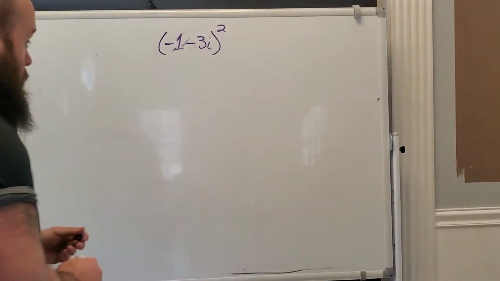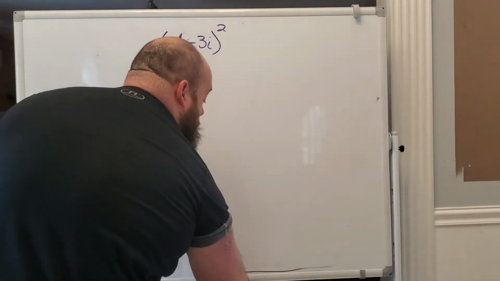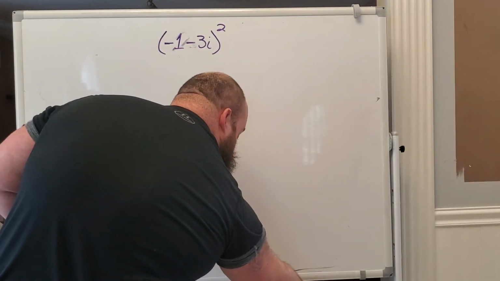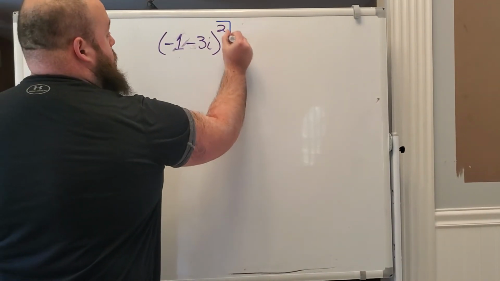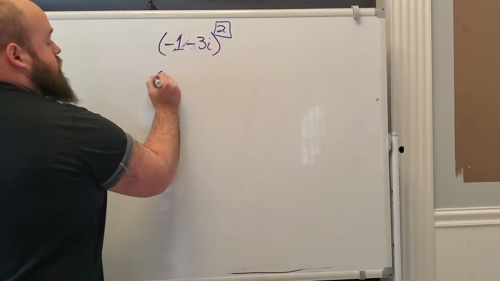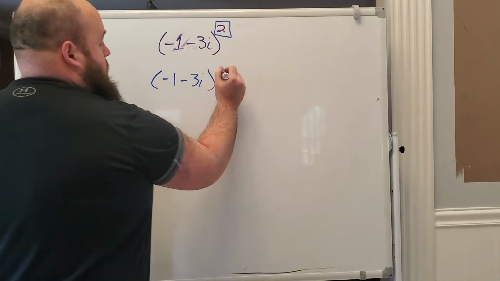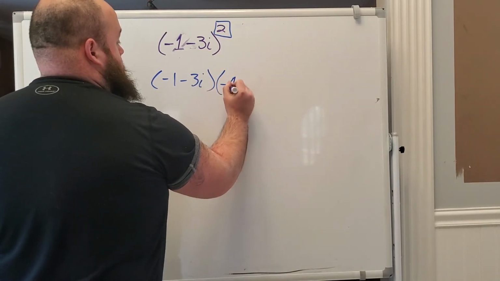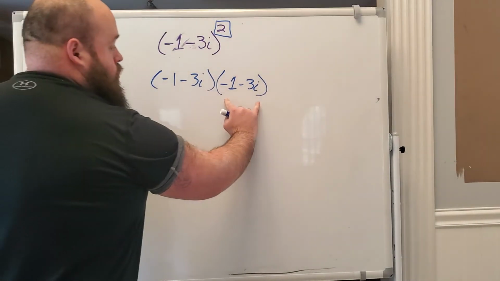Over here we have the quantity -1 minus 3i squared. Actually, reverse that: -1 minus 3i, quantity squared. Switch up the colors. Now, remember that this exponent 2 tells you how many times to rewrite this quantity. So I'm going to write it one time. I'm going to write it a second time. Now it becomes a double distribution problem.